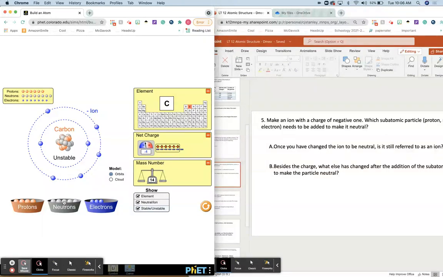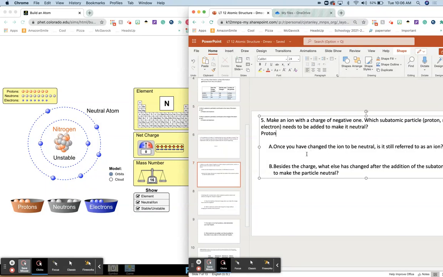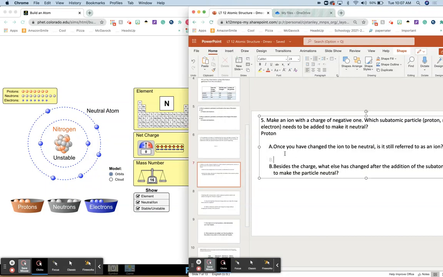Let's see. If it's the neutron, no, it didn't affect my charge. So let's see. Boom, a proton. Good. Once you've changed the ion to be neutral, is it still an ion? Well, let's see. I'm going to remove a proton. It's now called an ion. Let's see. Let's add a proton. Oh, the name changed. What did it change to?